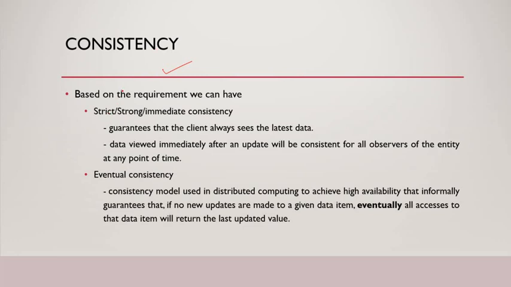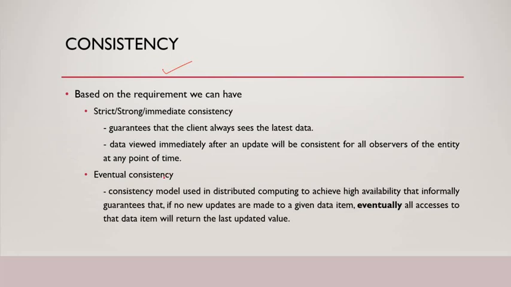Consistency. Consistency we can categorize into two things. One is strict, strong or immediate consistency, and another is eventual consistency. The name itself suggests that strict, strong or immediate consistency guarantees that the client always sees the latest data. So suppose some update has been done to the data in the data store, and the data viewed immediately after that update will be consistent for all the viewers or all the users who are seeing that data at any point of time.